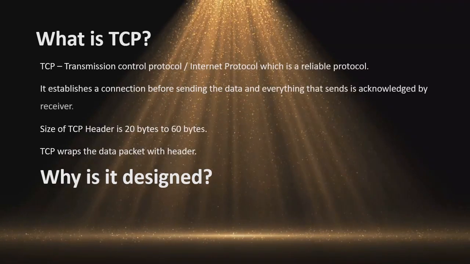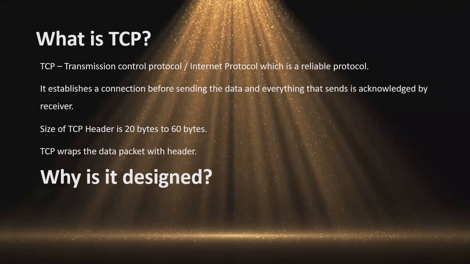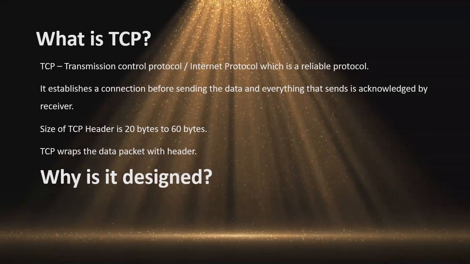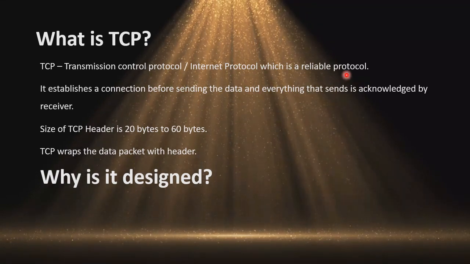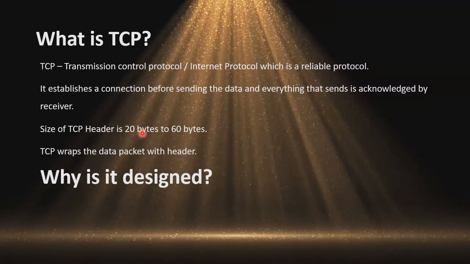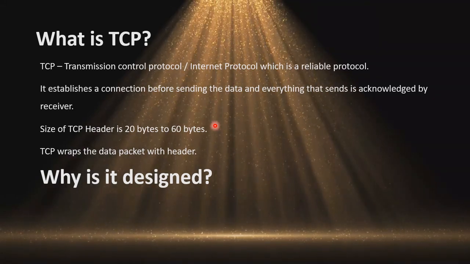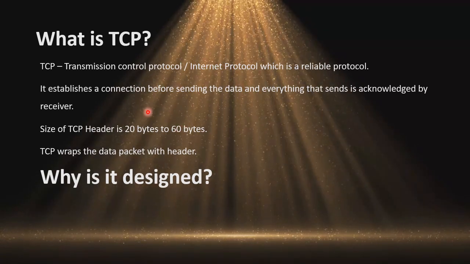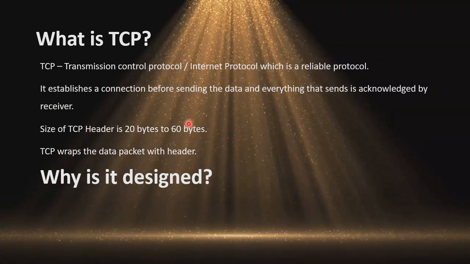Okay. So we can also call it Internet Protocol, Transmission Control Protocol, or Reliable Protocol. What it does first is establish a connection between the sender and receiver. Then it will transmit the data. The size of the TCP header is 20 bytes, which is the minimum size, and the maximum goes up to 60 bytes. Why is it 60 bytes? It depends upon the options field that is added in the TCP header. Minimum is 20 bytes and maximum is 60 bytes.